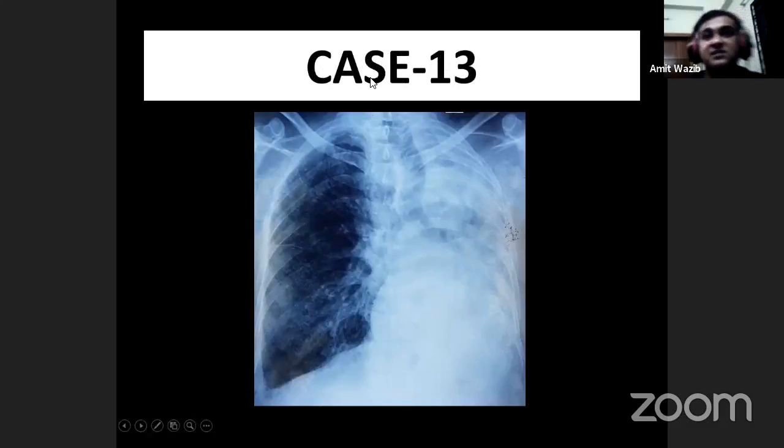Look at this beautiful one. Okay. Here there is a non-homogeneous opacity in the entire left lung field.